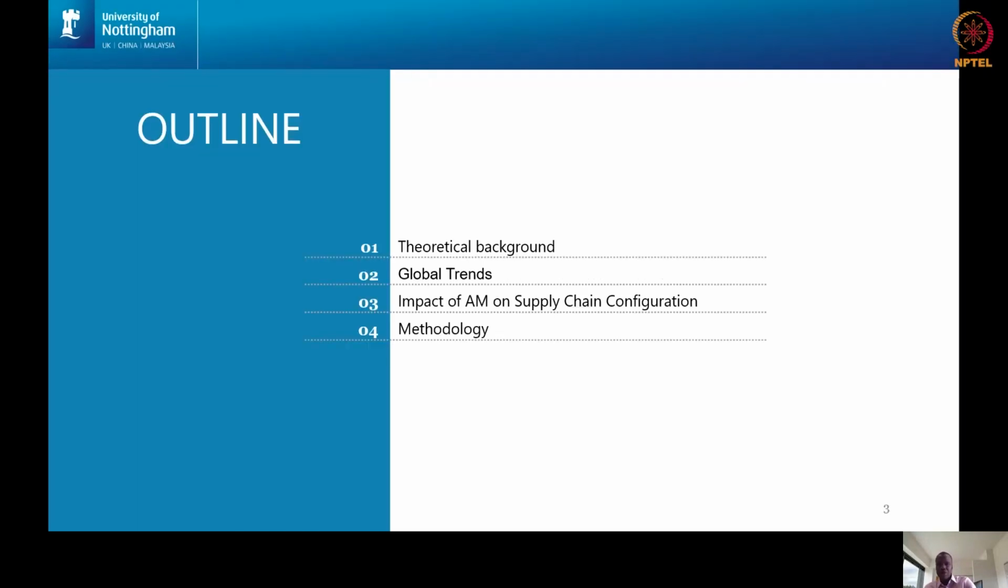So let me start by running through the outline of the first part of this presentation. First off, I will start by laying a theoretical foundation, looking at some global trends that are driving the adoption of additive manufacturing across different industries around the world. And then I would take a theoretical perspective looking at the impact of supply chain configuration of additive manufacturing. And I would lastly conclude with a brief summary of the methodology that was employed during the course of this research.